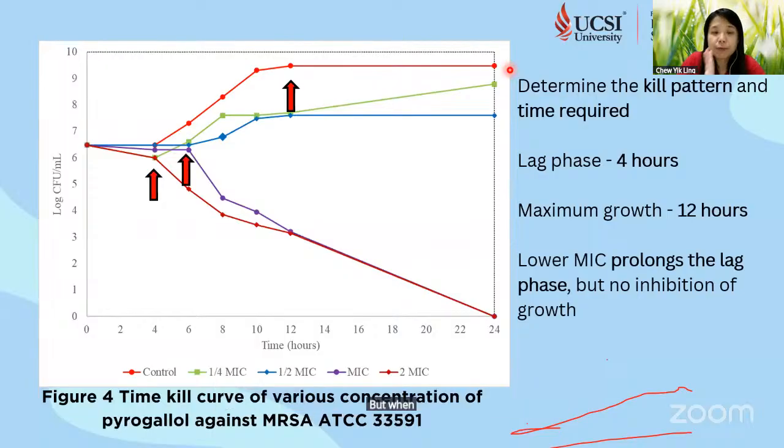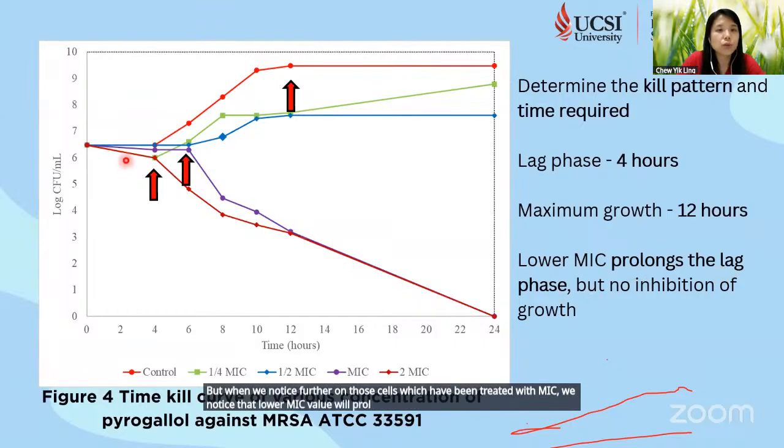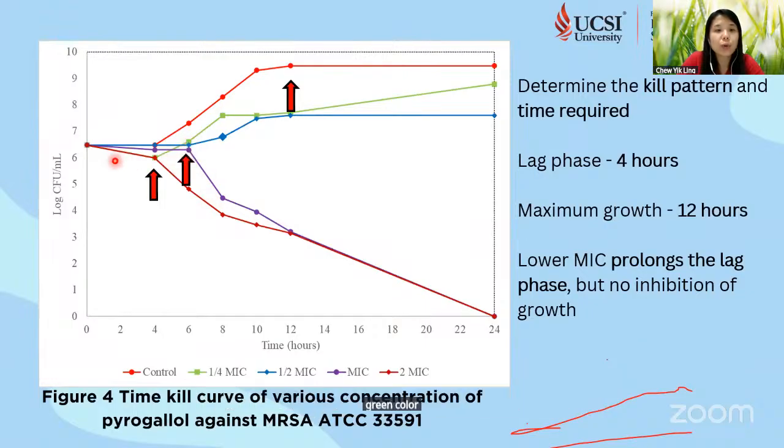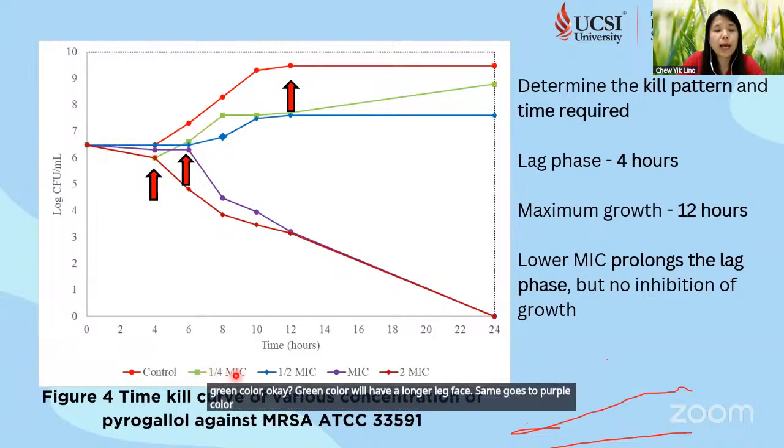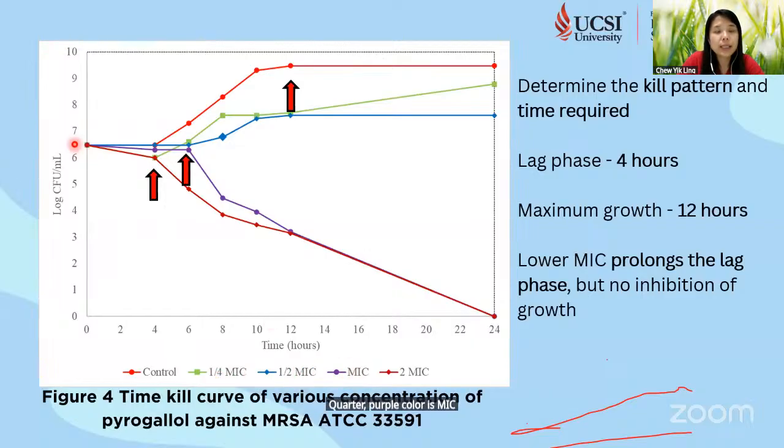But when we look further at those cells which have been treated, we notice that a higher concentration will prolong the lag phase. So you can see over here, the green color will have a longer lag phase. Same goes to the purple color. The green color is quarter MIC, the purple color is MIC. So you can see that at MIC, the lag phase is prolonged from 4 hours to 6 hours over here.